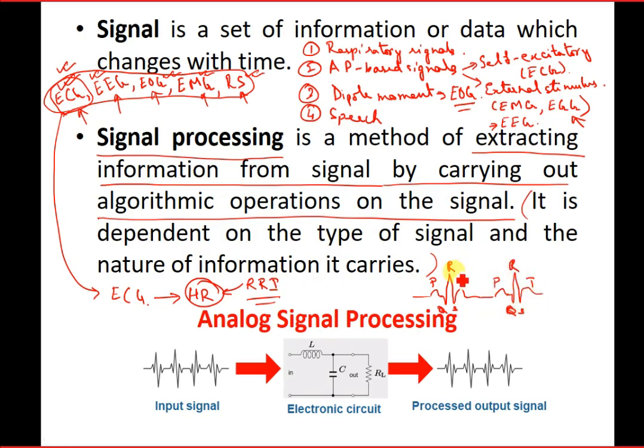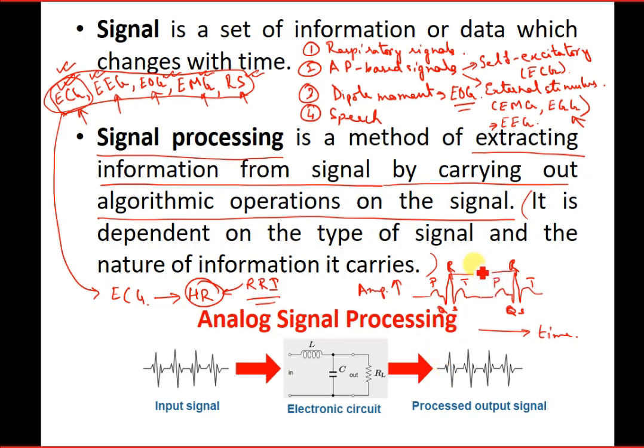Now what is an RR interval signal? We know that the x-axis is time and the y-axis is amplitude. So what is the RR interval? What do you mean by RR interval? RR interval is the time duration between two R peaks. So when I extract this interval and plot it over time, then the signal is regarded as the RR interval signal.